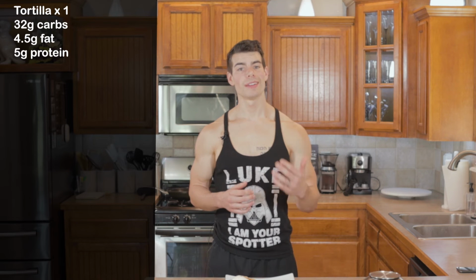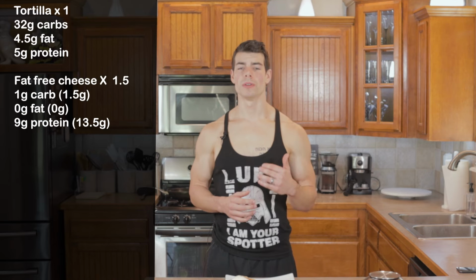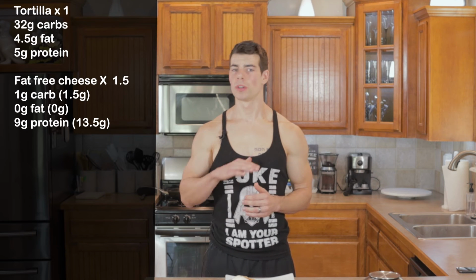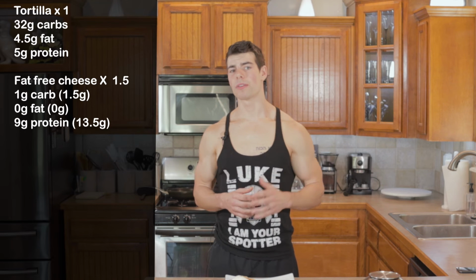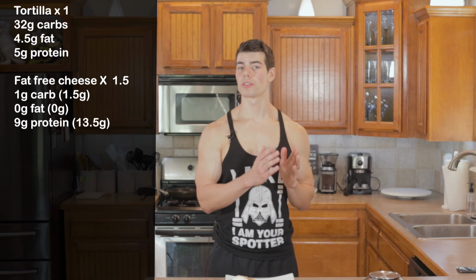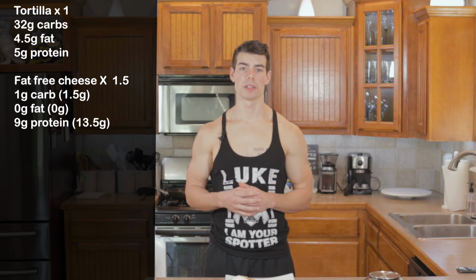Now that we have all the info figured out, let's take a look at the macros of this quesadilla. First, we have our tortilla. There are 32 grams of carbohydrates, 4.5 grams of fat, and 5 grams of protein. Next, we have our cheese that we multiplied by 1.5. So there's basically 1 to 1.5 grams of carbs, no grams of fat, and 9 grams of protein. But since we multiplied that by 1.5, it's going to come out to 13.5 grams of protein.